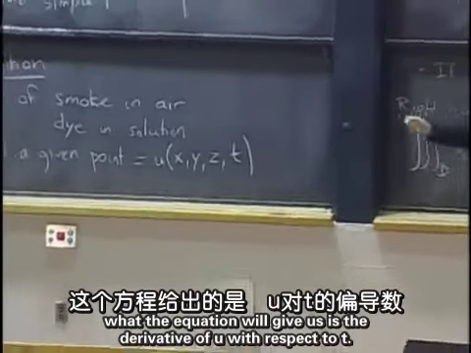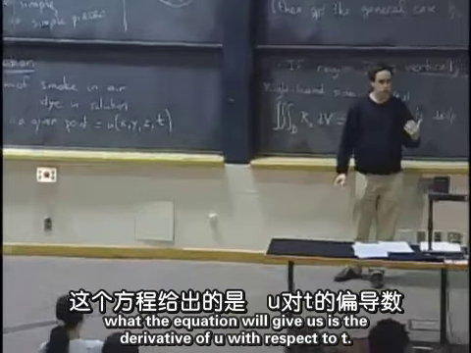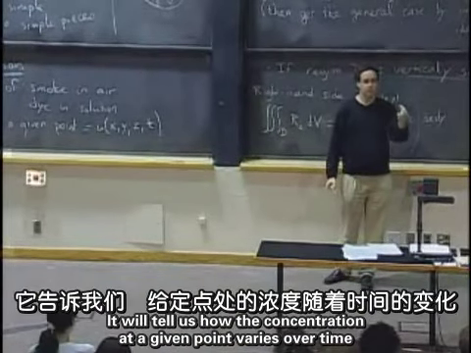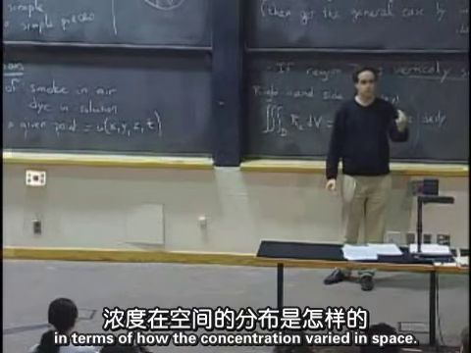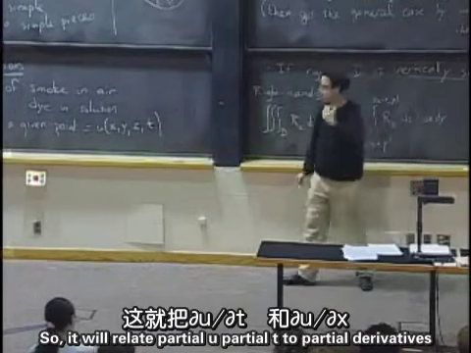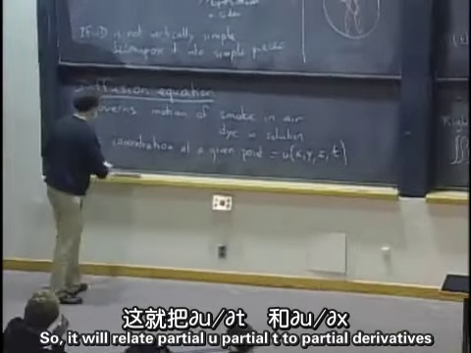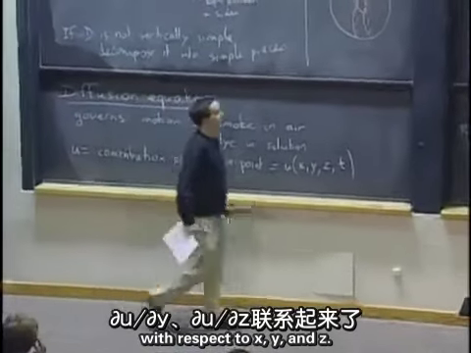And in fact, what the equation will give us is the derivative of u with respect to t. It will tell us how the concentration at a given point varies over time in terms of how the concentration varied in space. So it will relate partial u, partial t to partial derivatives with respect to x, y, and z.